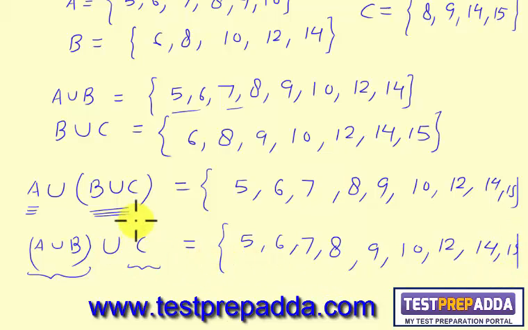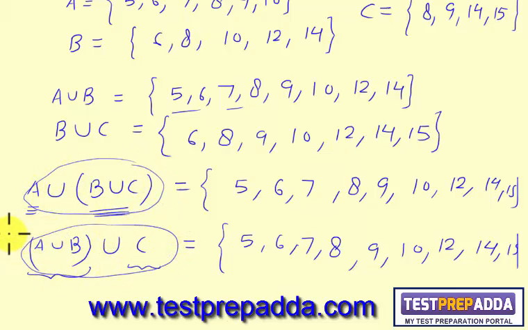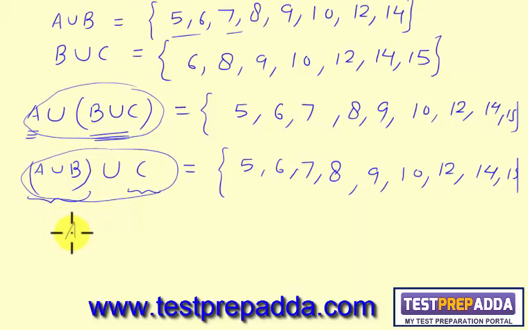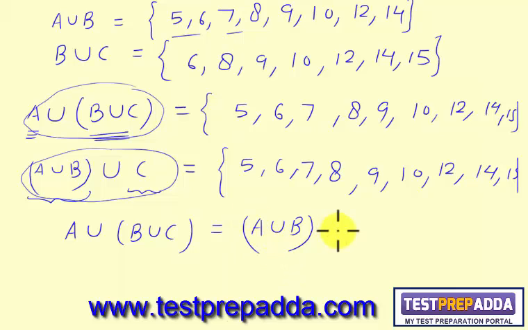So you can see this set and this set both are same. So we can say A union (B union C) is equal to (A union B) union C. So the operation of union obeys associative law also. Got it?